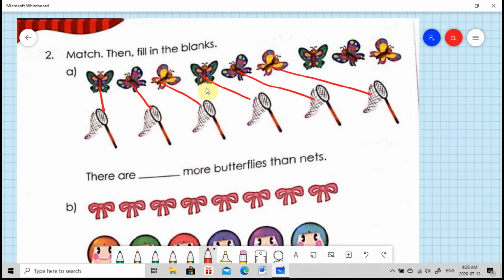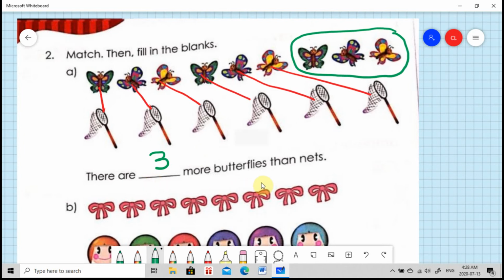1, 2, 3, 4, 5, 6, right? So we can see here, if you look at it, there are extra butterflies, right? So there are 3 more butterflies than nets. Now let's do the next question.